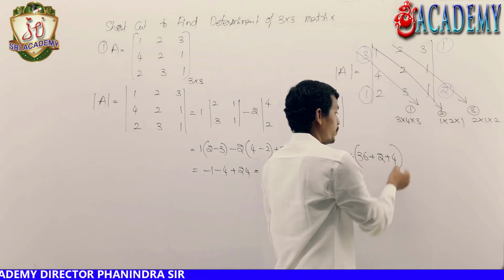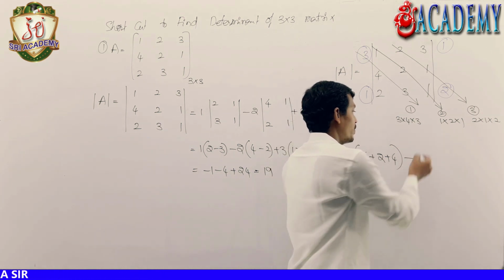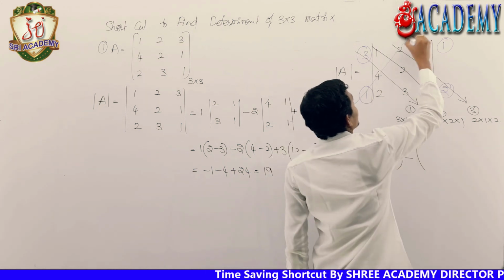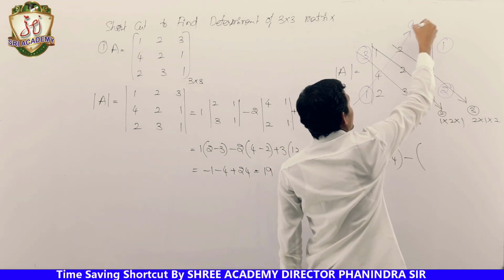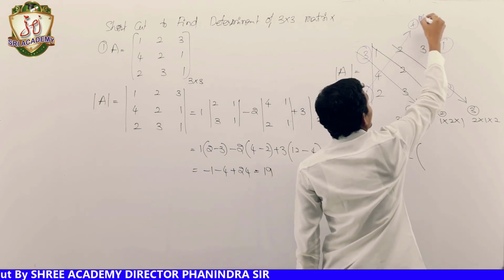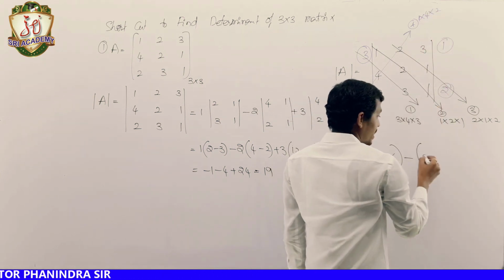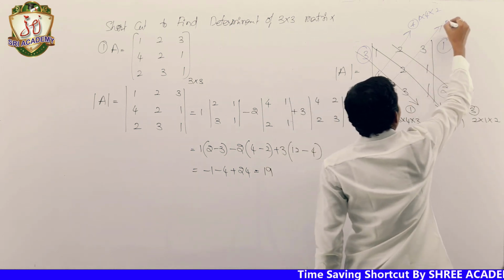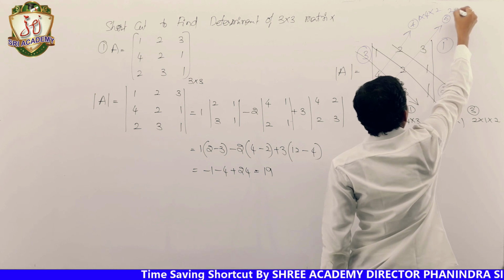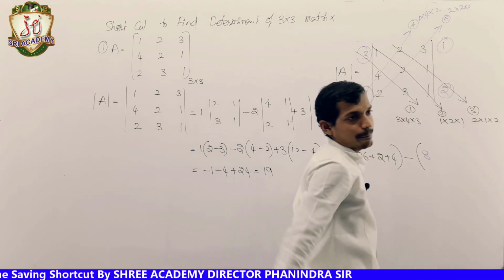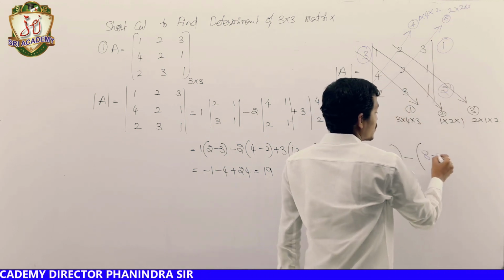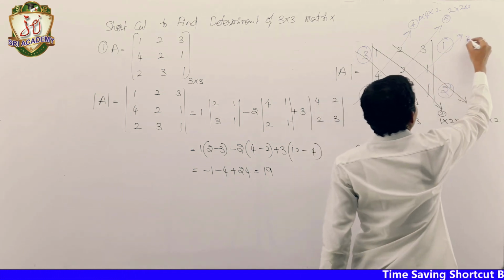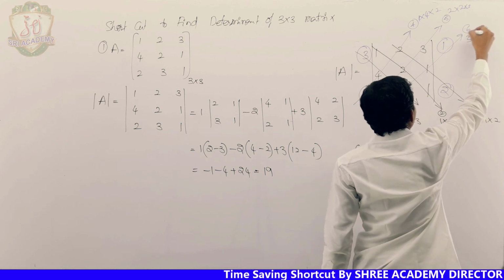This is one group. I am subtracting one more group. From here I take equation number 4: 1 into 4 into 2, that is 8. Next, these 3, equation number 5: 2 into 2 into 3, that is 4 threes are 12. Next, these 3: 3 into 1 into 1, that is equation number 6, that is 3.